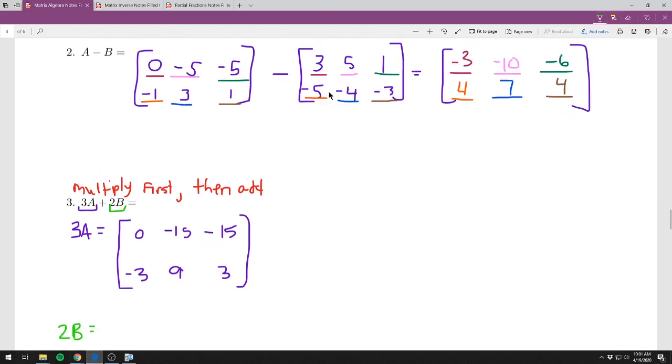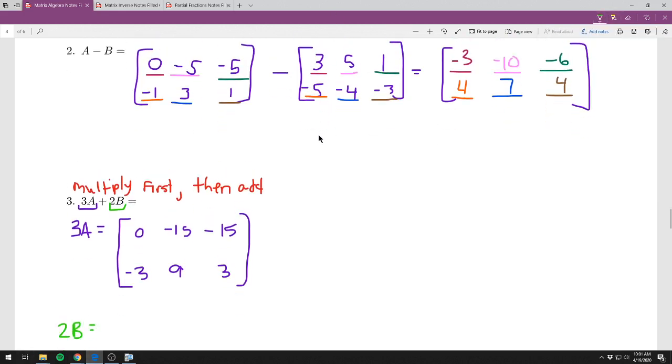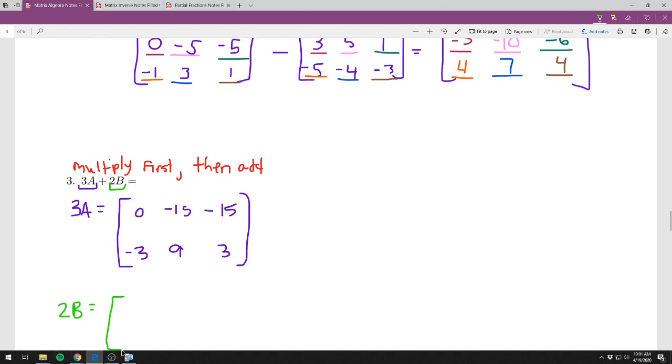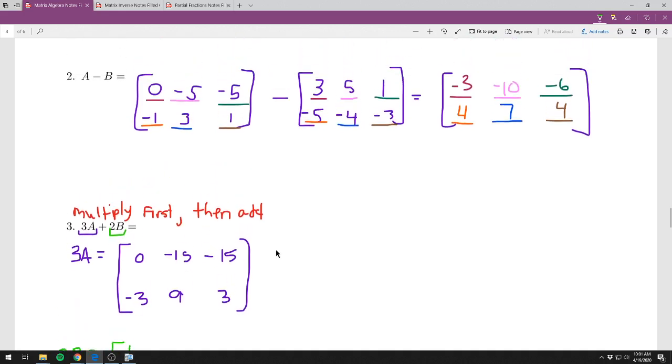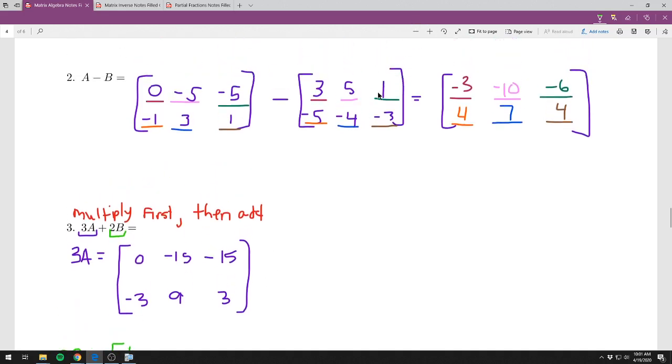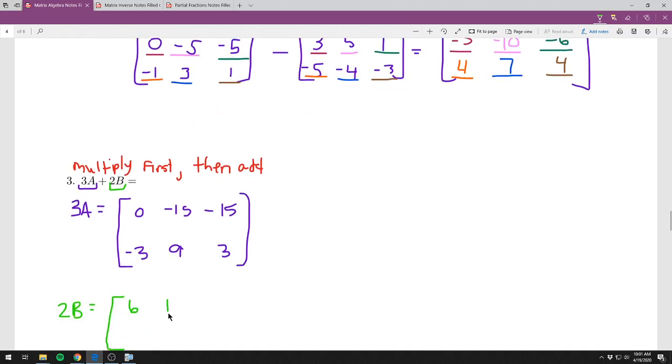Matrix B, which is right here, we're multiplying everything by 2. So 3 times 2 is 6. 5 times 2 is 10, and 1 times 2 is 2. Negative 5 times 2 is negative 10. Negative 4 times 2 is negative 8. Negative 3 times 2 is negative 6.